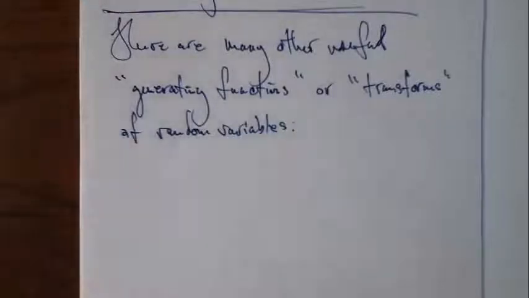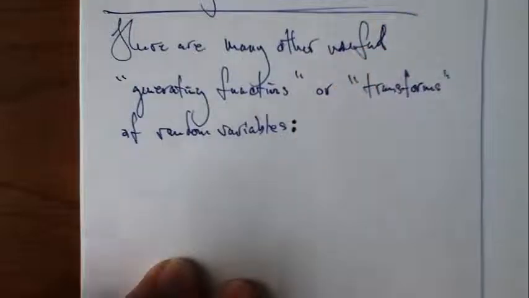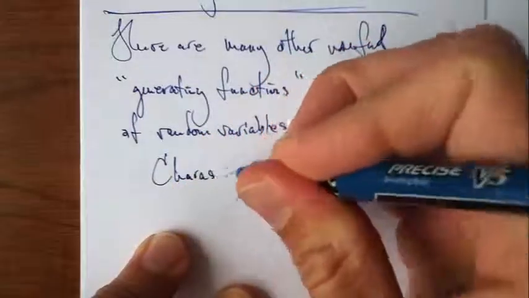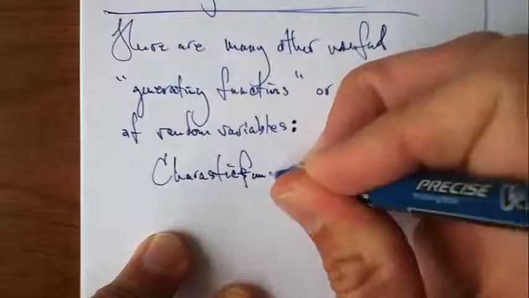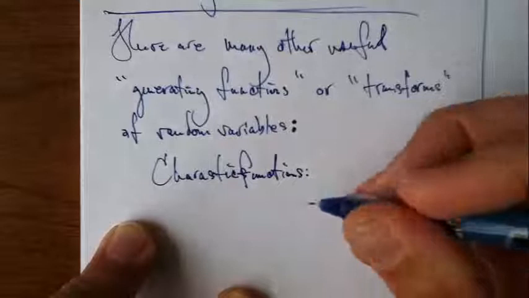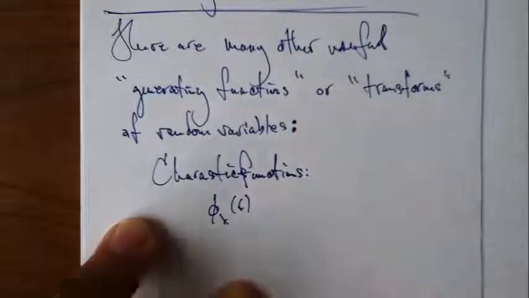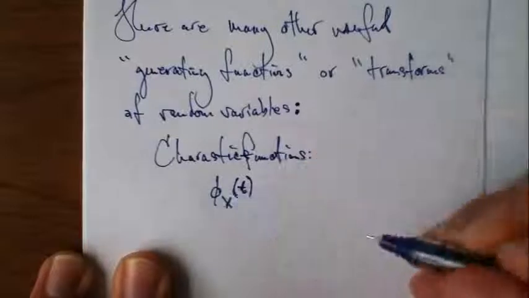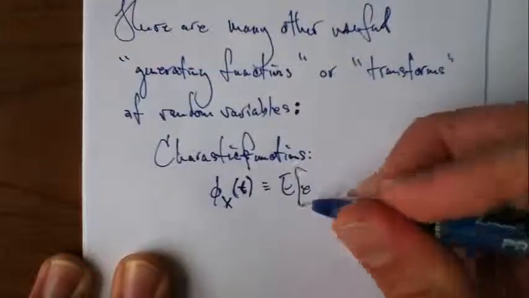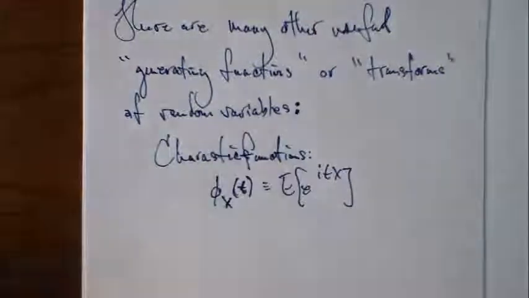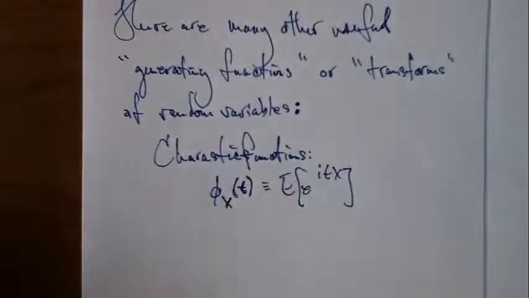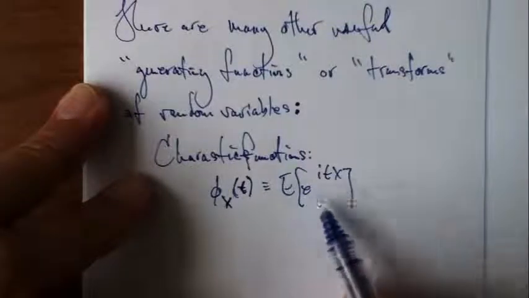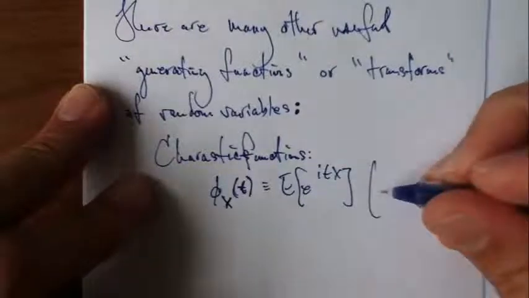By the way, before we go any further, it turns out that there are many useful generating functions or transforms of random variables. We're going to primarily work with moment generating functions, but you should be aware that there are others. There are characteristic functions. The characteristic function of a random variable is sometimes given the symbol phi of x. It's defined to be the expected value of e to the itx. It's essentially the Fourier transform of the probability mass function or the density function. If you write this out as an integral or a summation, you'll see that it looks like the Fourier transform.